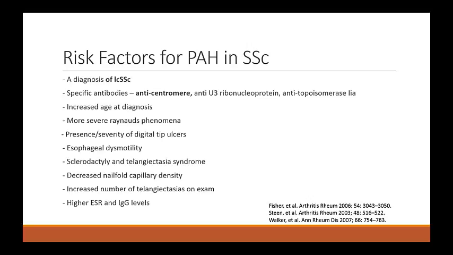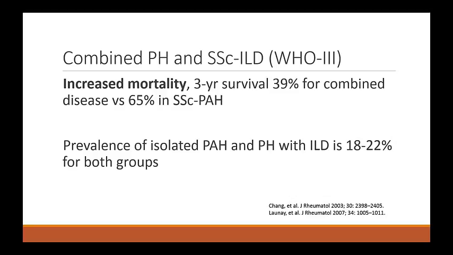So when you have a combination of PH and ILD in a patient with systemic sclerosis, that's where you have your group three disease, and this, as expected, has an increased mortality as compared to either of the two diseases alone. And so 3-year survival is under 40% for combined disease, as opposed to having a 65% survival in isolated disease alone. And again, the prevalence of isolated PH, as opposed to PH with ILD, is roughly around 20%.